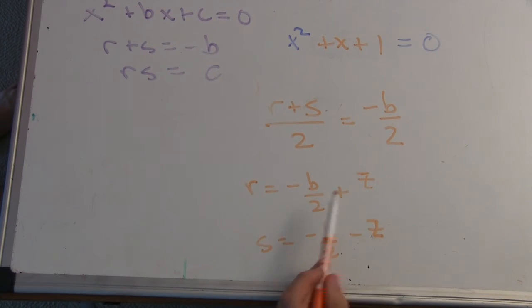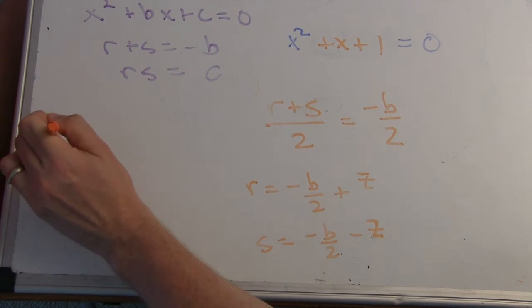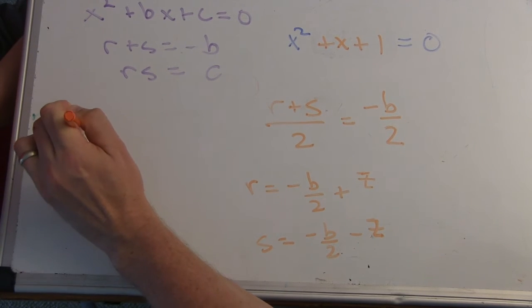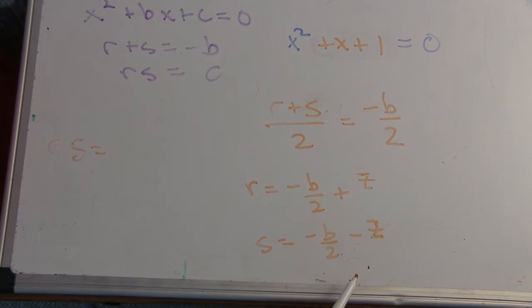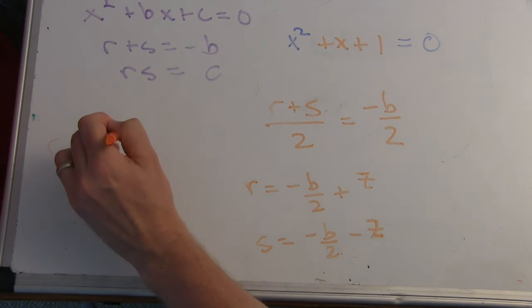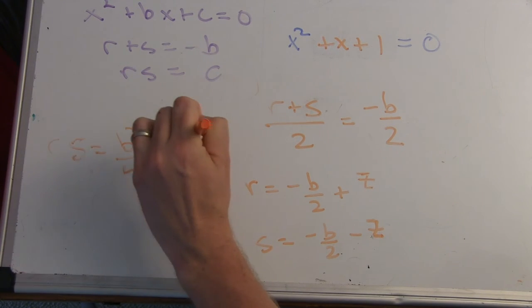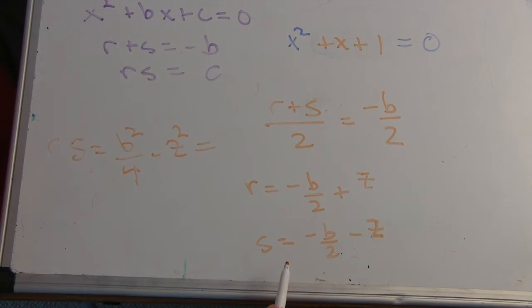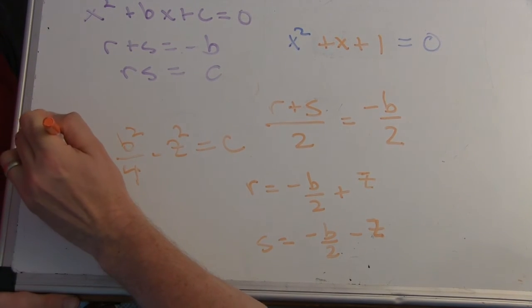This is something plus z, and this is something minus z. It's the same thing minus z. So when I multiply r times s, and I may or may not be able to write this through the camera, r times s, what is that going to equal? b squared over 4 minus z squared. Okay, b squared over 4 minus z squared, and this equals c. Sorry if this is a little light to read.